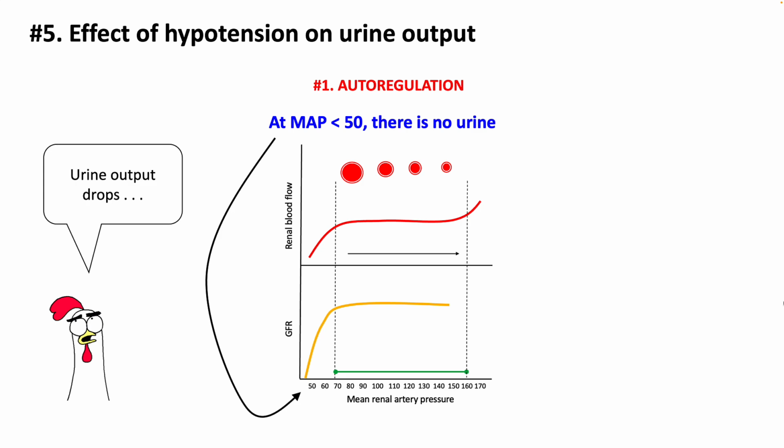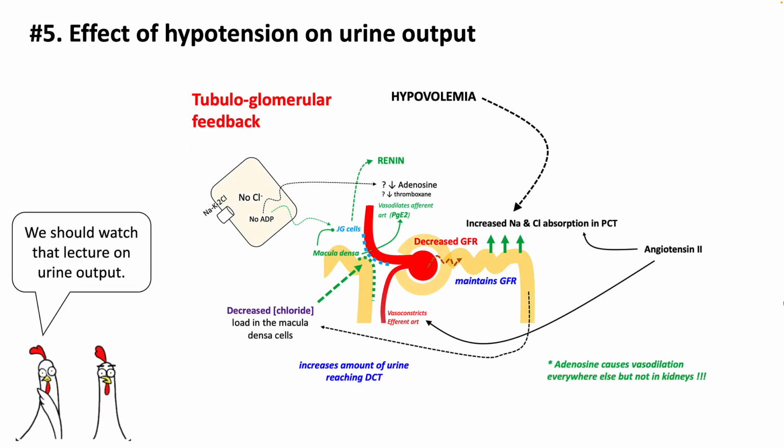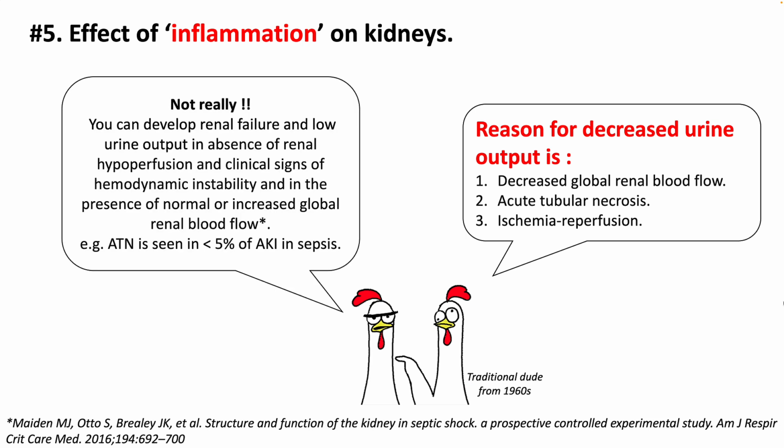We know that during hypotension, urine output drops because of autoregulation, increased angiotensin II activity, and glomerulotubular feedback. However, the common misconception that decreased urine output in sepsis happens because of decreased renal blood flow and acute tubular necrosis is misfounded. You can actually develop renal failure and low urine output in absence of renal hypoperfusion and clinical signs of hemodynamic instability. In sepsis, it has been shown that sometimes the renal blood flow can be normal or even increased, and the patient will still develop acute kidney injury.